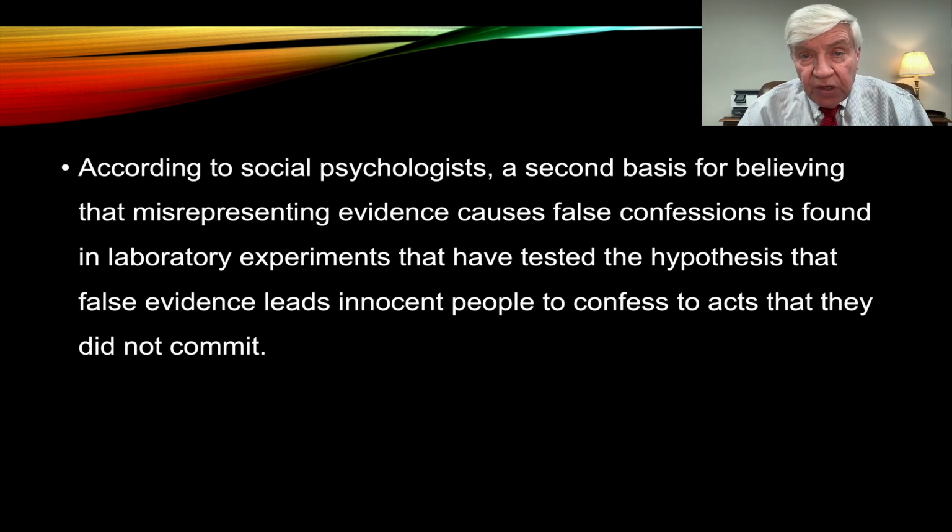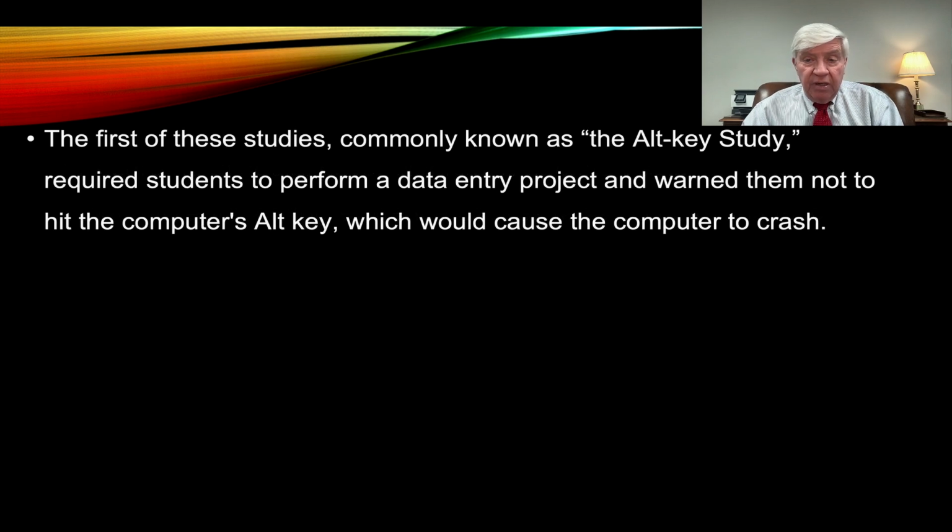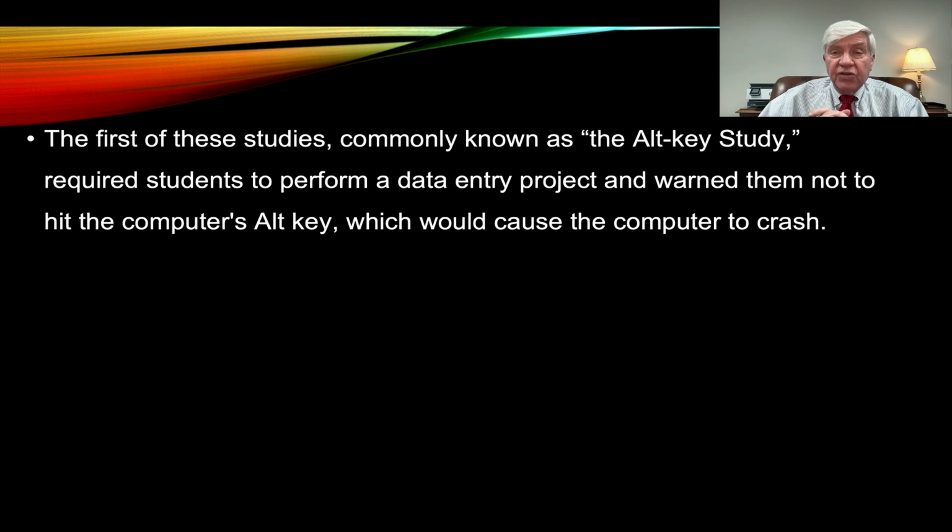According to many social psychologists, there is a second basis for believing that misrepresenting evidence will cause innocent people to confess. And that second source are laboratory experiments that tested the hypothesis that false evidence leads innocent people to confess to something they didn't commit. The first of these studies is commonly known as the Alt key.